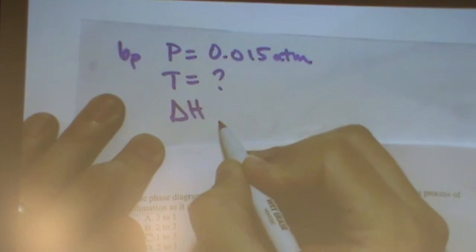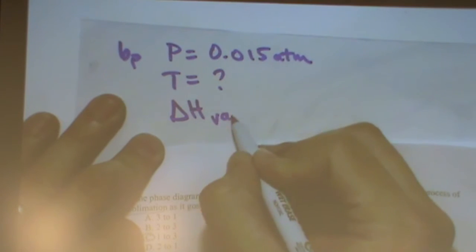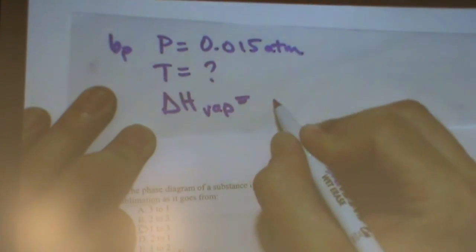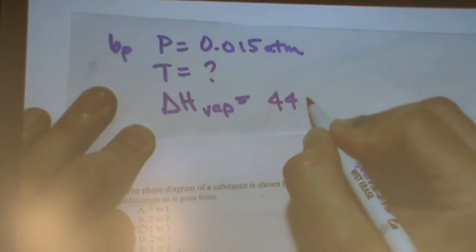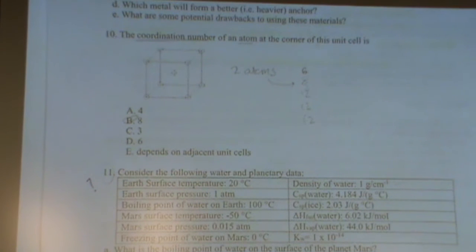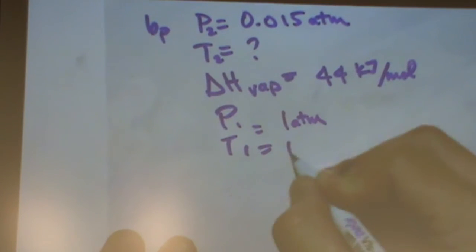What delta H do I need to know? Vaporization, that number's given. It's 44 kilojoules per mole. Okay, and then I need another pressure and temperature. Let's say this is temperature and pressure 2. What other pressure and temperature could I use? Looking at this data. In fact, you don't even need this data, but what else could I use? Yeah, I could use the Earth information. That's okay. So I could use 1 atm and 100 degrees C.